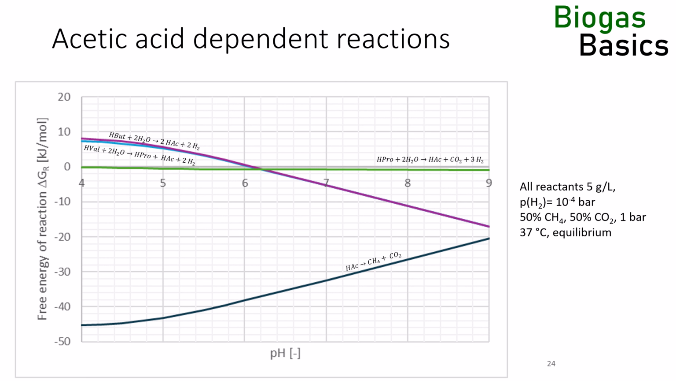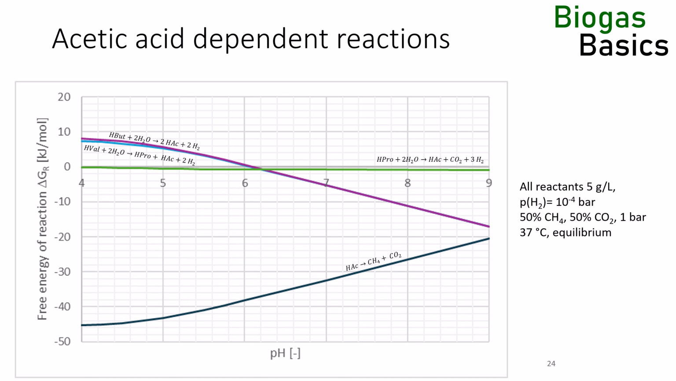This graph is for a concentration of 5 grams per liter for all involved species, 50% methane, 50% CO2 and 10 to the power of minus 4 bar hydrogen in the gas phase. The headspace pressure is 1 bar. The temperature is 37 degrees Celsius. The ordinate shows the free energy of reaction in kilojoules per mole. The abscissa is the pH value. I focus only on the region from plus 20 to minus 50 kilojoules per mole. The acidogenic reactions have lower free energies and are uncritical and not shown.